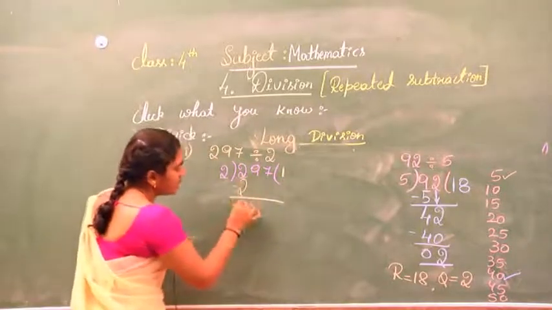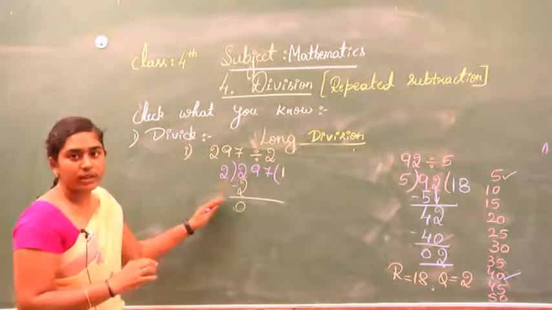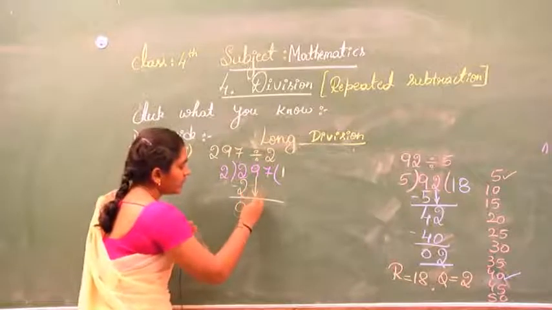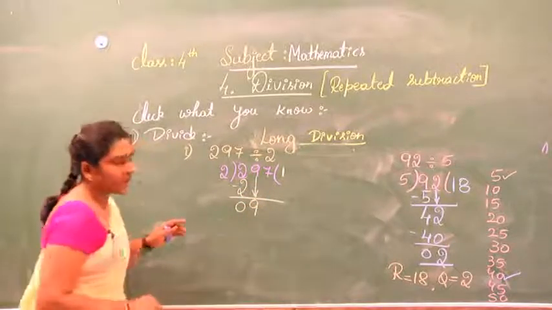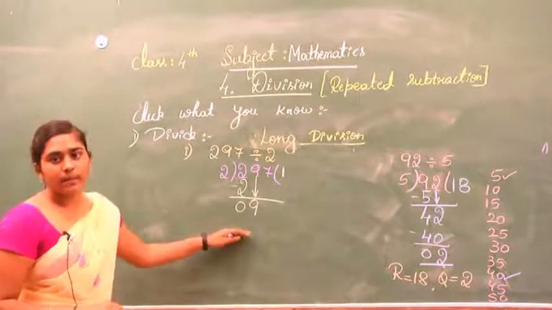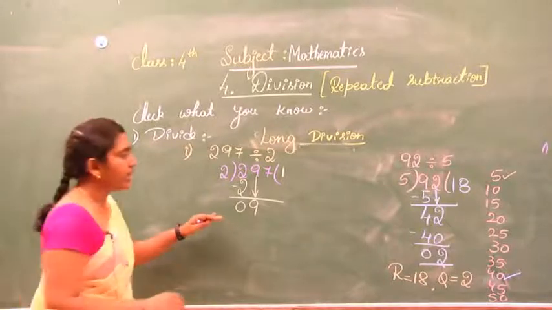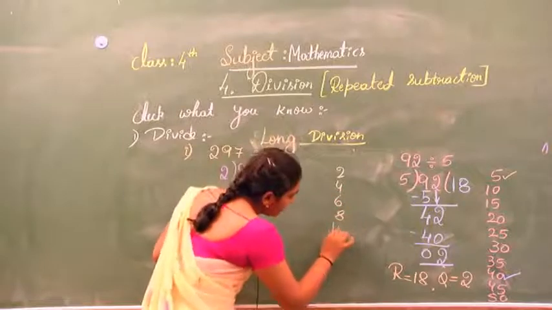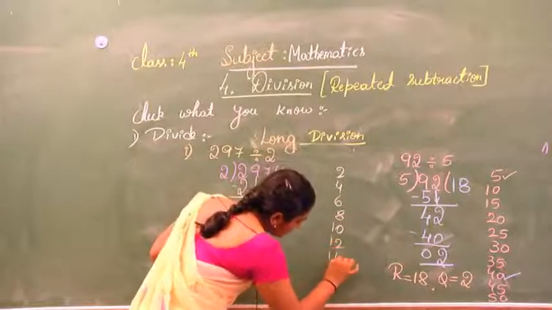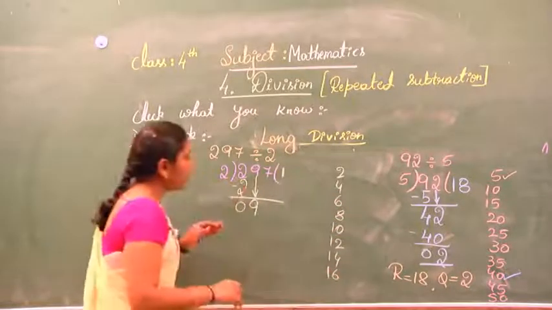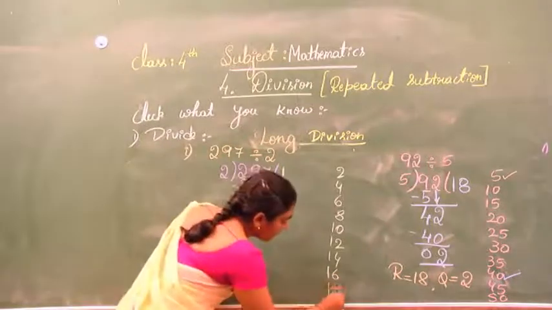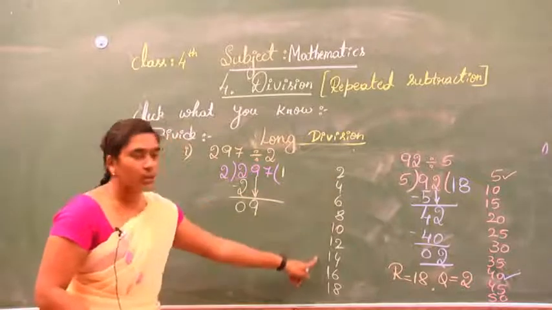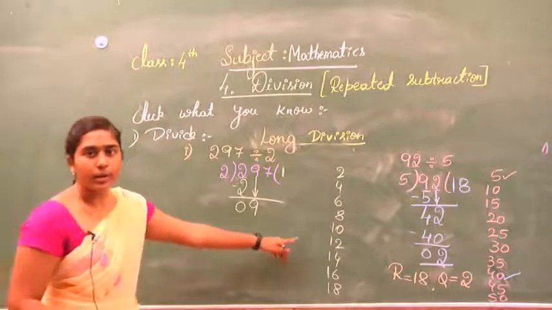2 minus 2 is 0. Once you finish the first step, take the next number down. Next number is 9. Now the number is 9. Which is nearer to the number 9? If you are having trouble, you can write the tables. Okay, the number is 9. Is there a number 9 in the 2 ones are table? No, we don't have a number 9.